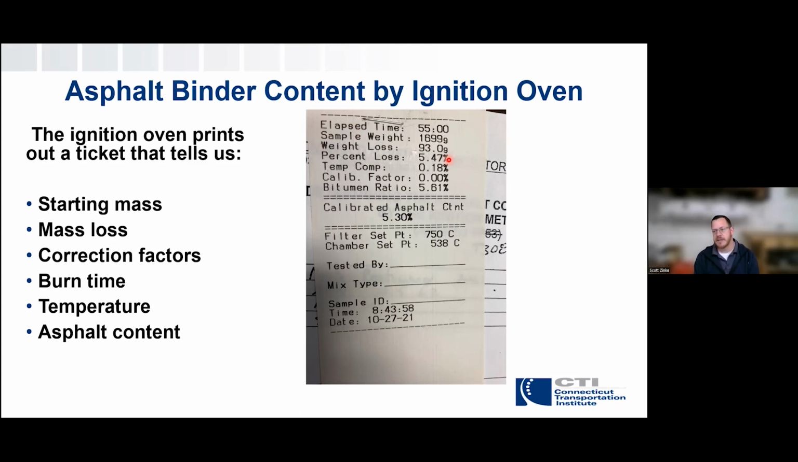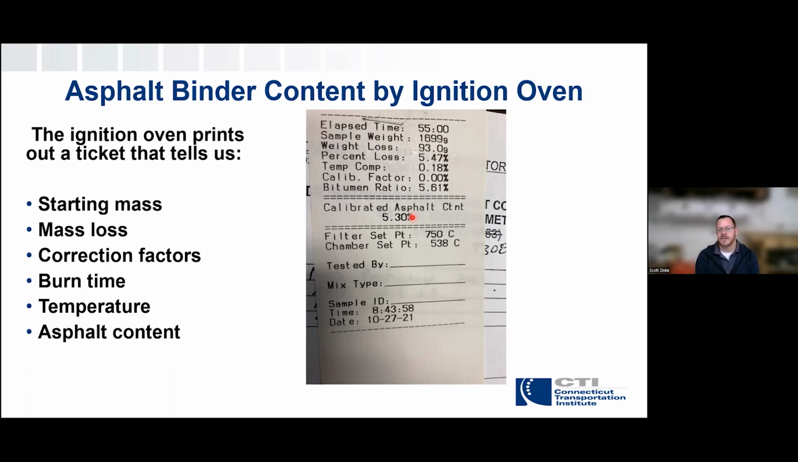Now, something that I didn't mention earlier is that we have to compensate for a few different things. There's what's called a mix correction, and then there's also a temperature correction. So I'll start with the temperature correction. This is something that the oven generates. If you think about the way that these ovens work, the temperature has an awful lot of influence on exactly what that weight is. And so these computers that are built in can compensate for the effect of temperature on what that weight loss actually is. And so that 0.18% was actually generated by the oven.